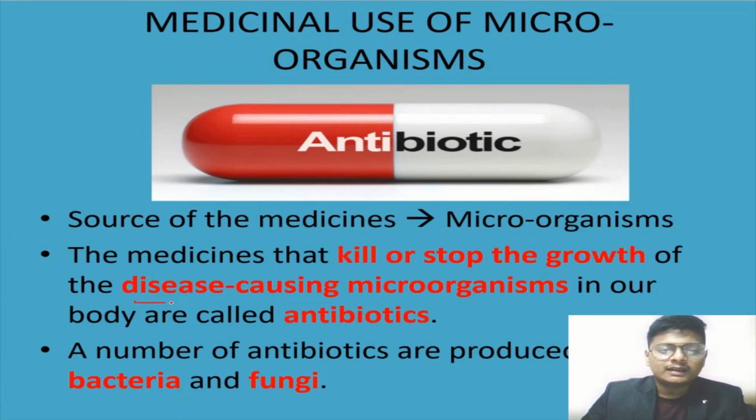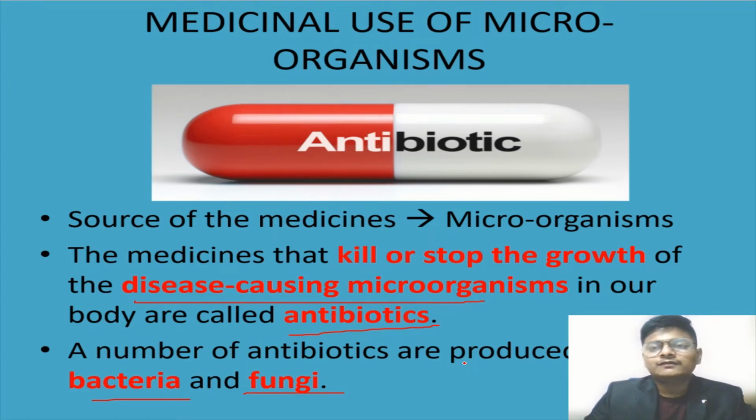Disease-causing microorganisms in our body are killed by antibiotics. A number of antibiotics are produced by bacteria or fungi. Generally we take these microorganisms and make some kind of medicine from them, and that medicine is given to us when we suffer from this kind of bacteria or fungi. I told you about the diseases caused by these bacteria and fungi. When you suffer from those diseases, you will be given the antibiotic made from these bacteria or fungi.